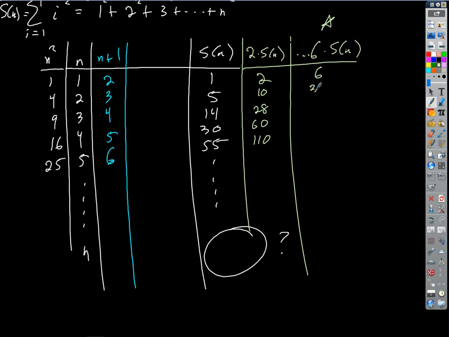This one's going to give us 6, 30, 84, 180. What did I do wrong there? Oh, that's not right. Whoops, well, there we go. So it's going to be 84, yeah. So can we make that connection?